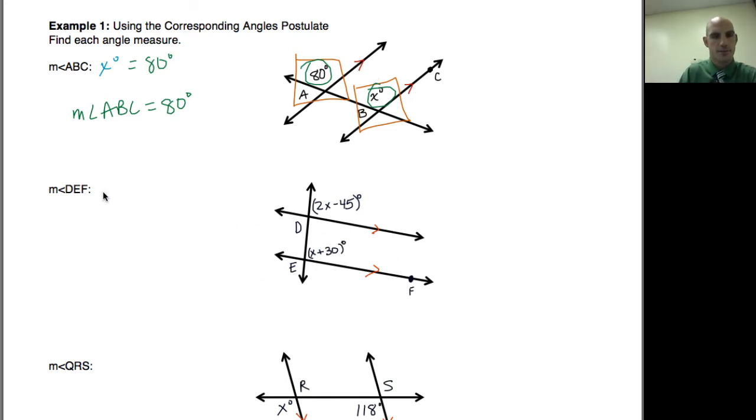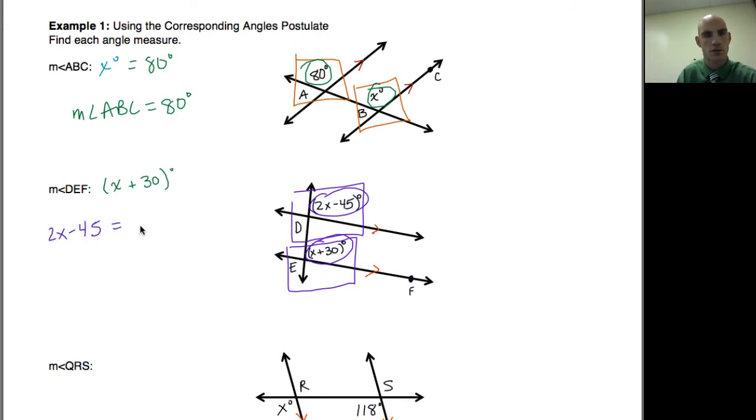DEF. So I'm looking for this bottom measure here, x plus 30 degrees. Well, I don't know what x is, and unfortunately in this one I've got something else with an x in it, but guess what? We can use algebra to solve. If I outline my windows like normal, I'm going to notice that I have parallel lines, and the upper right-hand parts are congruent. The measures are equal. So 2x minus 45 equals x plus 30. Well, that's good. I only have one variable. It just happens to be on both sides.